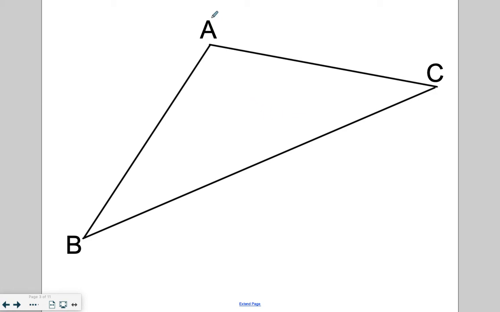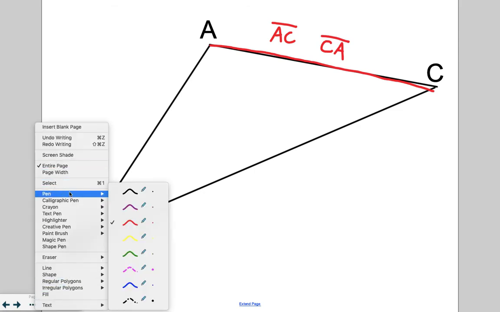When you are looking at triangles, a few things you might need to talk about are the sides. So this side right here, this first part of the triangle, you have 2 options for naming this side of the triangle. Your first option would be AC with a line over the top of it, or the second option would be CA, depending on which direction you are going.